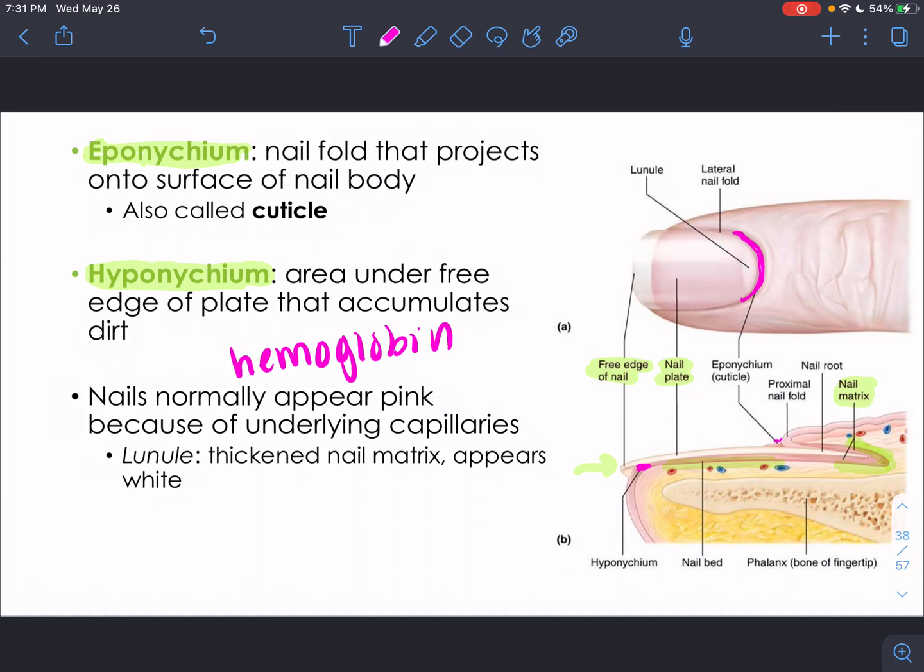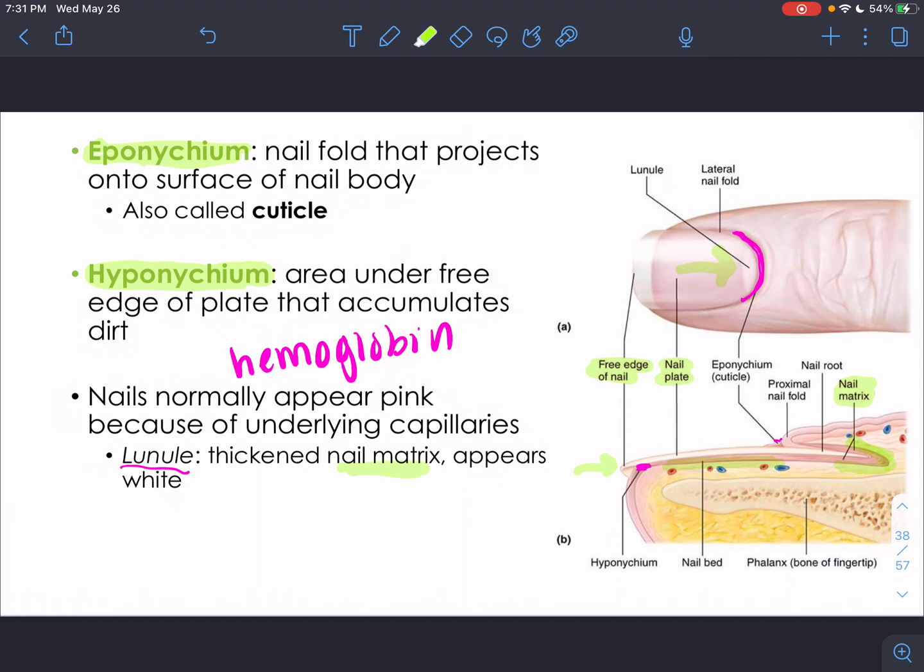And the only part that's different is the lunula, which is this white area kind of close to the eponychium. Okay. So the lunula is that white part, and it appears white because it is the nail matrix underneath the nail. So it's thicker, so you can't see the hemoglobin underneath.